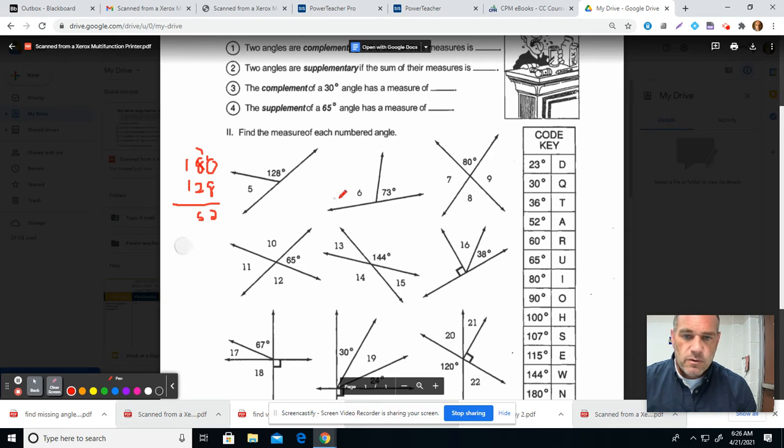So this one, we're going to do the exact same idea. Imagine that this is taken out. That would give us one straight line. So altogether, this has to add up to 180. So if this is 73, you got to figure out what this is.